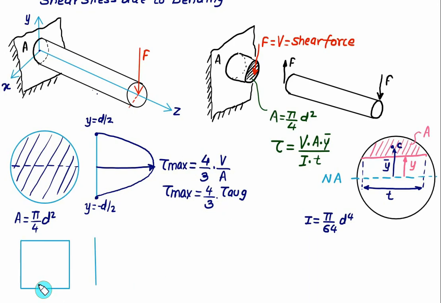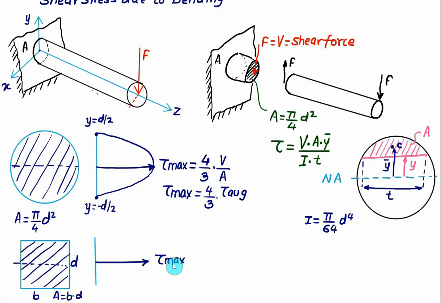And if you have a rectangular cross section, with width equal to B and depth equal to D, the overall area will be B multiplied by D. Again there is a neutral axis here, and at the neutral axis the area will be maximum. So again we will get the maximum value of the shear stress at the neutral axis. At this point here there is no area, so shear stress will be equal to 0.